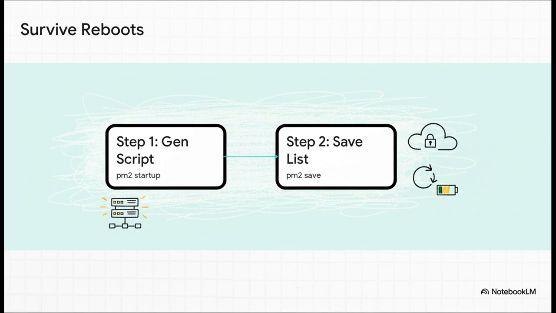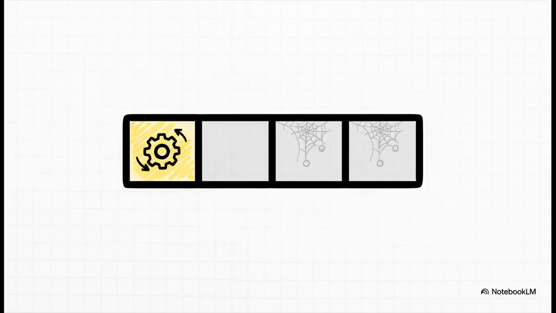First, you run PM2 startup. This just generates a little script for your system so that PM2 itself starts up when the server boots. Then step 2, you run PM2 save. This command is like telling PM2, hey, remember this exact list of apps I'm running right now? And that's it. Now it'll automatically bring everything back online after a reboot. Problem solved.